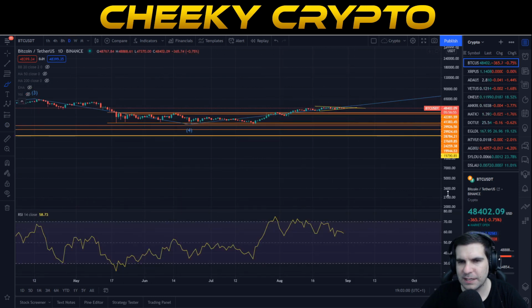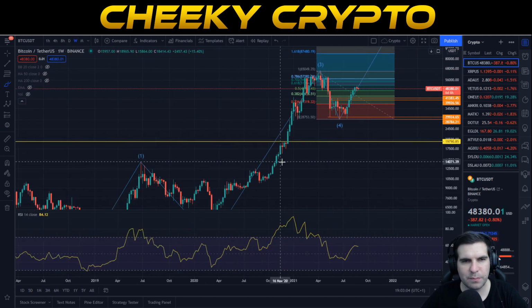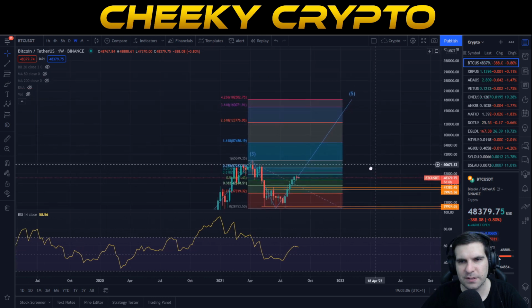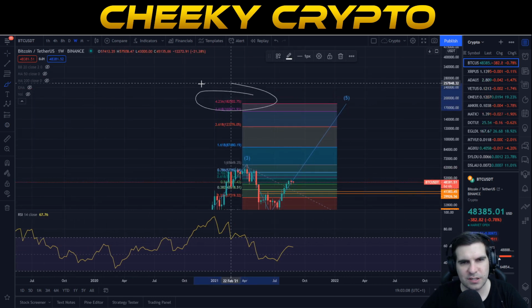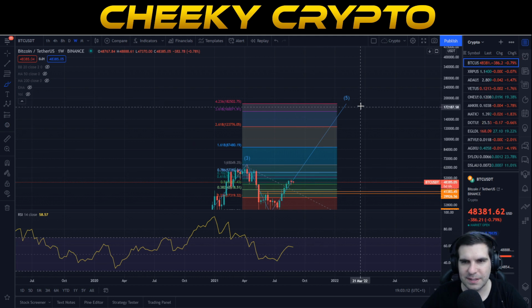So we'll jump down to the daily view. Actually, before we do that, we want to talk briefly about the price expectation on this weekly chart, because we currently have price expectations marked out at $182,000 for this bull run. That's where we see things peaking out in this fifth wave, right? So there's still a lot of growth here for Bitcoin. 185k is what we're talking about.